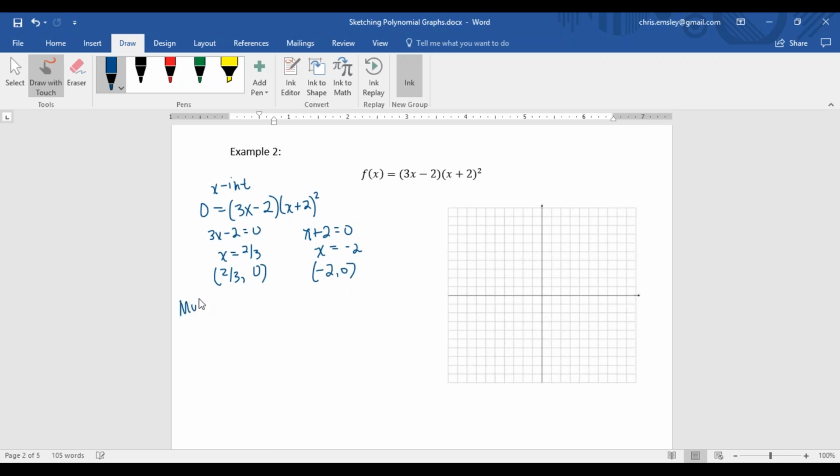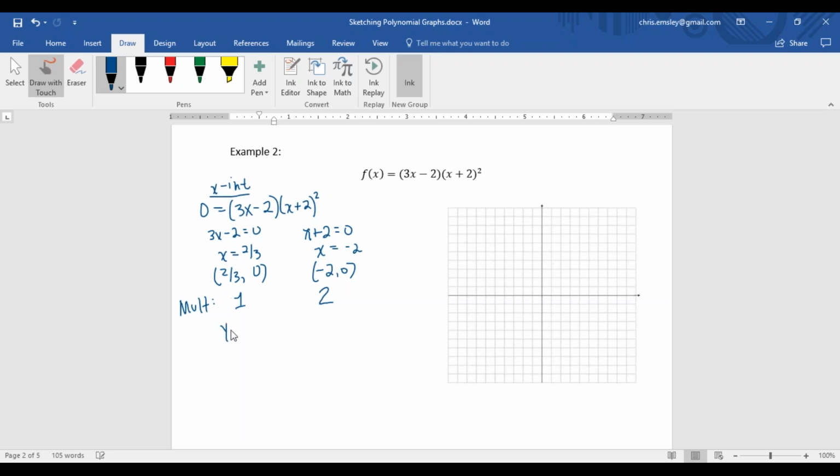Okay, let's look at multiplicities of each of these. 2/3 comes from this factor, 3x minus 2, and the exponent on that factor, there isn't any, so that means the exponent is 1. So the multiplicity is 1. This -2 comes from this x plus 2 factor, and that has an exponent of 2, so the multiplicity of this 0 is 2. Okay, so that took care of our x-intercepts.